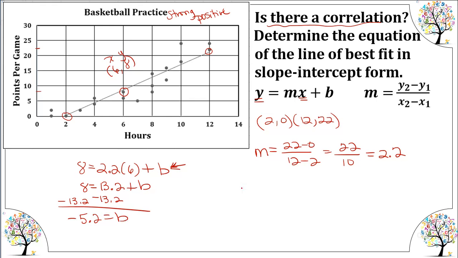is our b value. So all together, we have y equals 2.2x minus 5.2. So x, again, is hours of practice, and y is total points made in a game. So we can make a prediction and say, well, if we practice 20 hours a week, we could see about how many points we would make in a ball game according to our linear model.